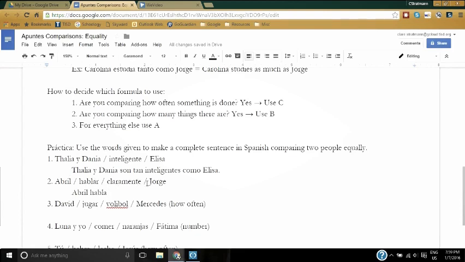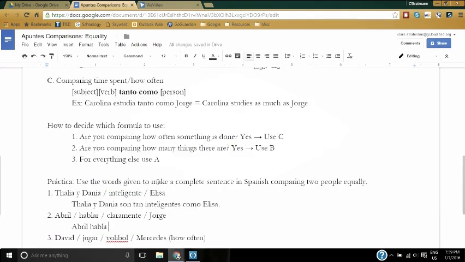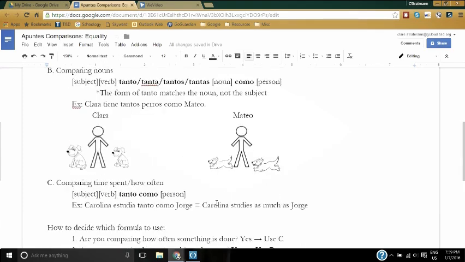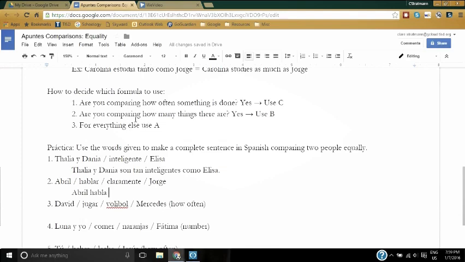This means clearly. So you should have realized, I said earlier, if a word ends in mente in Spanish, it probably ends in ly in English. So you recognized that's an adverb. And this kind of looks like the word clear. So talking about something, April talks clearly. Jorge. So since I just kind of gave away, no, we're not comparing how often something's done. Are we talking about how many?